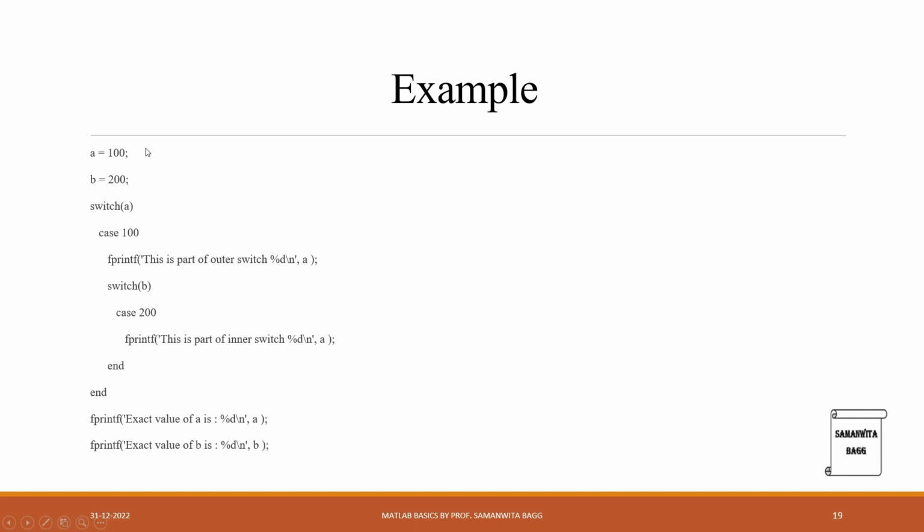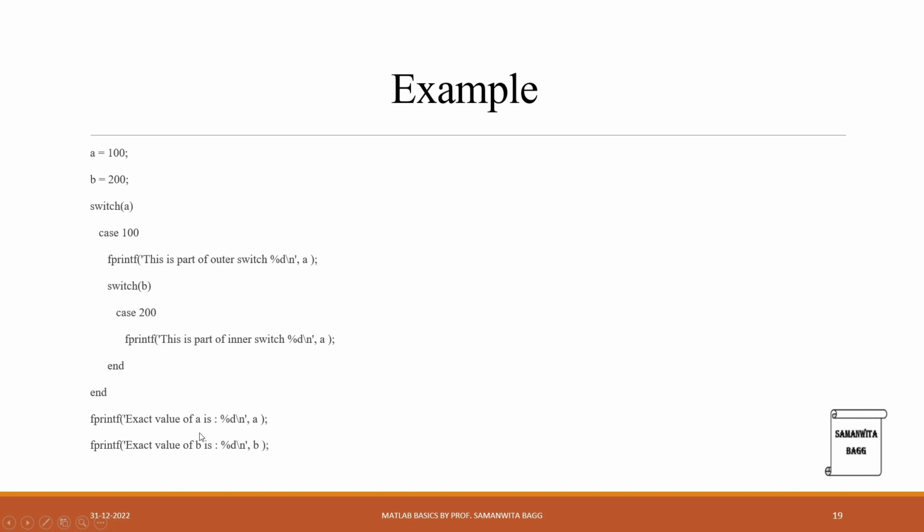So let's check over here. A is given as 100, B is given as 200. Switch A, we will take up A is 100 over here, case 100. So obviously we will go for 100 is equal. So you will print this statement. This is part of the outer switch, and you'll print the value of A, that is 100. Next you will go to B is 200. So you will equate this 200 and this case 200 and you will print this.